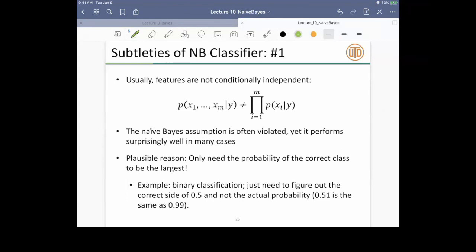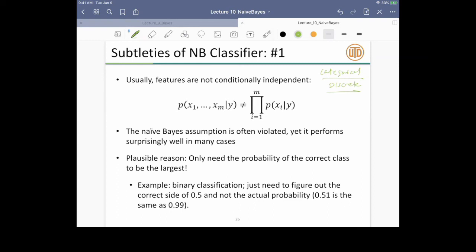So usually features are not conditionally independent, right? So this is one major issue, that the naive Bayes assumption will oftentimes be violated. Yet, in fact, it performs surprisingly well. More often than not, it performs really well on discrete data sets. So if I have categorical features, or discrete features, oftentimes you see that naive Bayes performs reasonably well. I mean, the conditional independence assumption is a very strong assumption, but even making this very strong assumption, it still performs pretty okay.